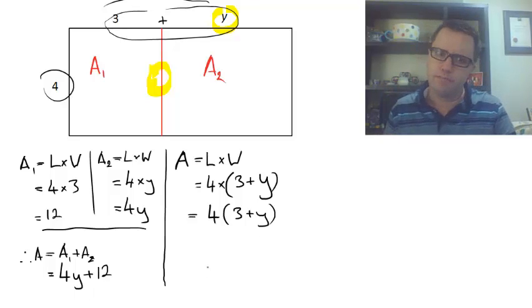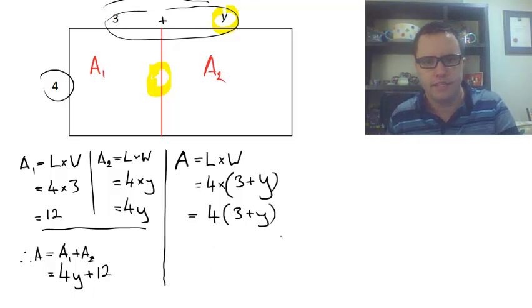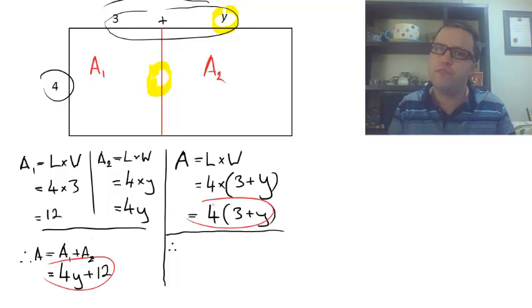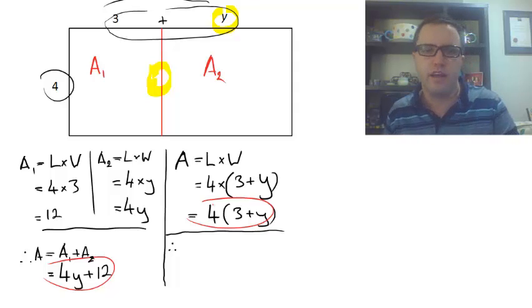So, what does that mean? Well, it means that these two expressions here, this one and this one, must be equivalent, because they're both correct representations of what the area of that large rectangle is.